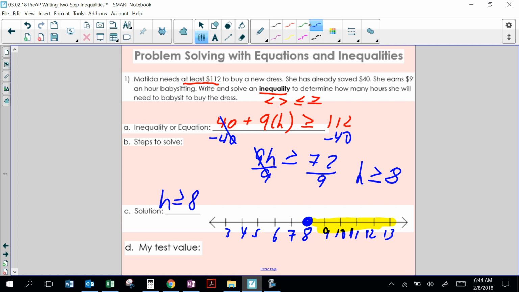So let's use a test value. I'll use 10. 40 plus 9 groups of 10. 40 plus 90 is 130. Is that greater than or equal to 112? It is greater. Check mark. So let's try to answer this in words. How many hours will she need to babysit to buy the dress? She needs to work 8 or more hours, or more than or equal to 8 hours.